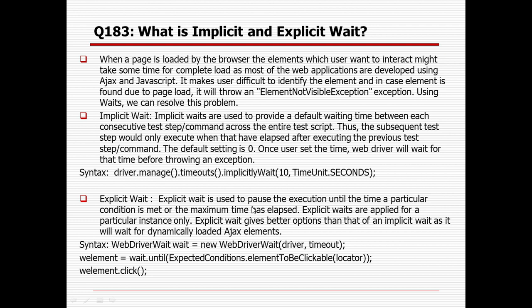So with explicit wait, you are giving some timeout, but in case your element is visible before the timeout, immediately it will click and immediately proceed to the next steps. Okay, so that is the maximum timeout you are giving. Suppose you are giving a maximum timeout of 60 seconds, and in case your element is visible in 10 seconds, obviously it will click in the 10 seconds, it will not wait for another 50 seconds.